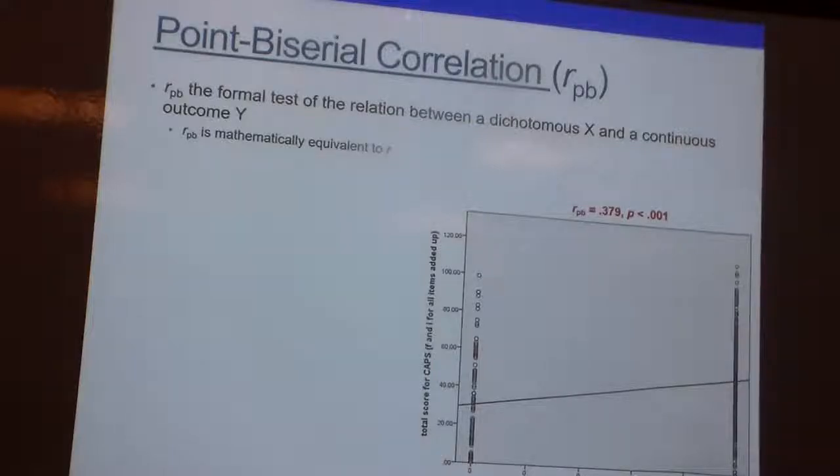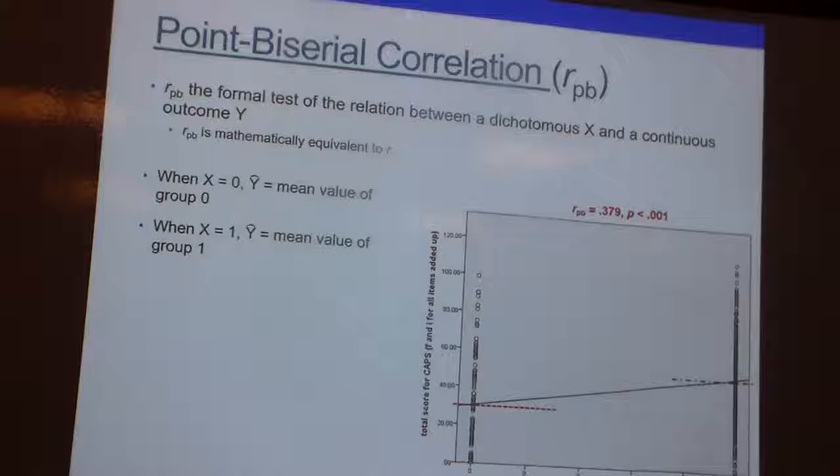Or we can just think about this in GLM terms and say, what's the relation between chronic pain status and PTSD severity? And we can calculate a point-biserial. It's the exact same thing, it's just how we want to talk about it. And this point-biserial correlation is identical to a Pearson correlation mathematically, so everything works out well. So when X is 0, our expected value of our outcome is the mean value here. Same thing when X is 1, our expected value is the mean of that group in terms of this association.